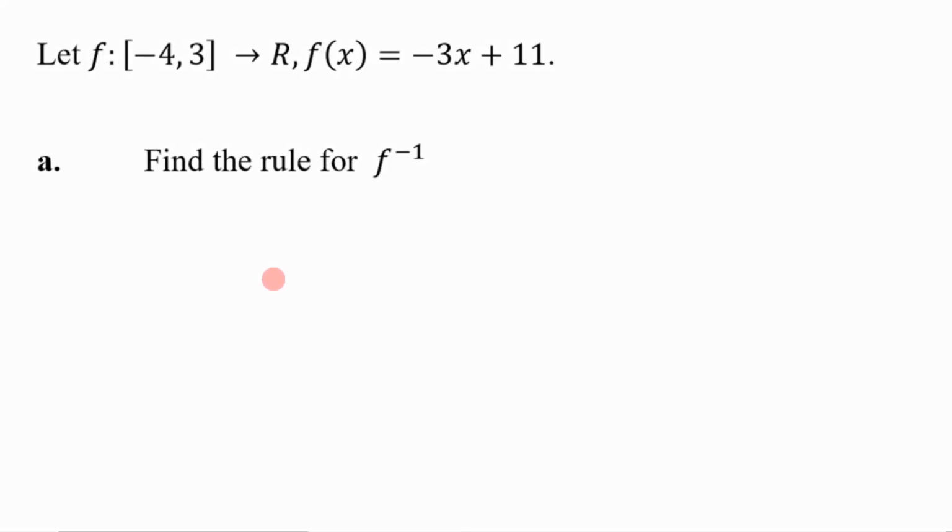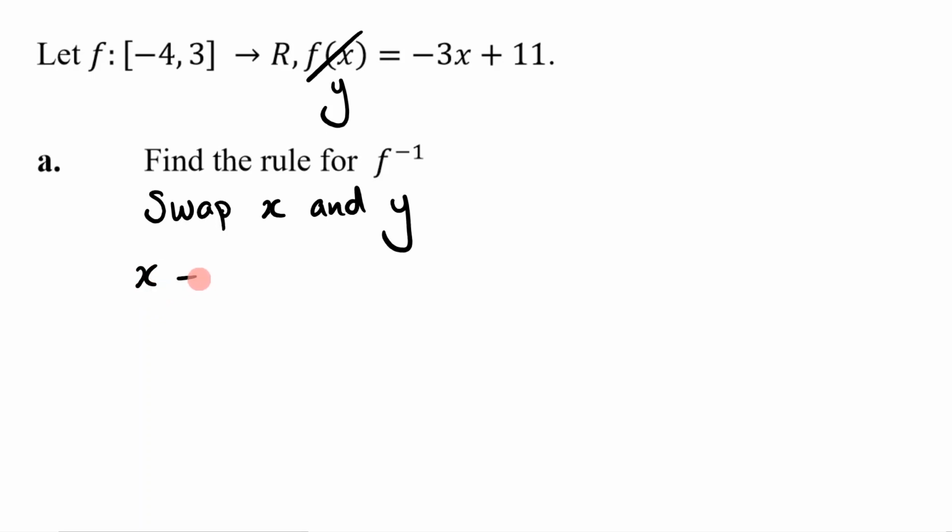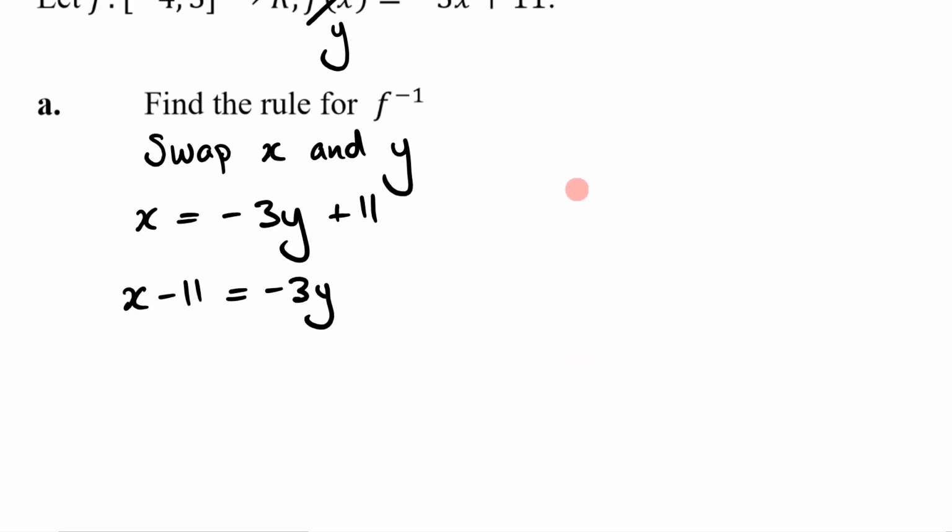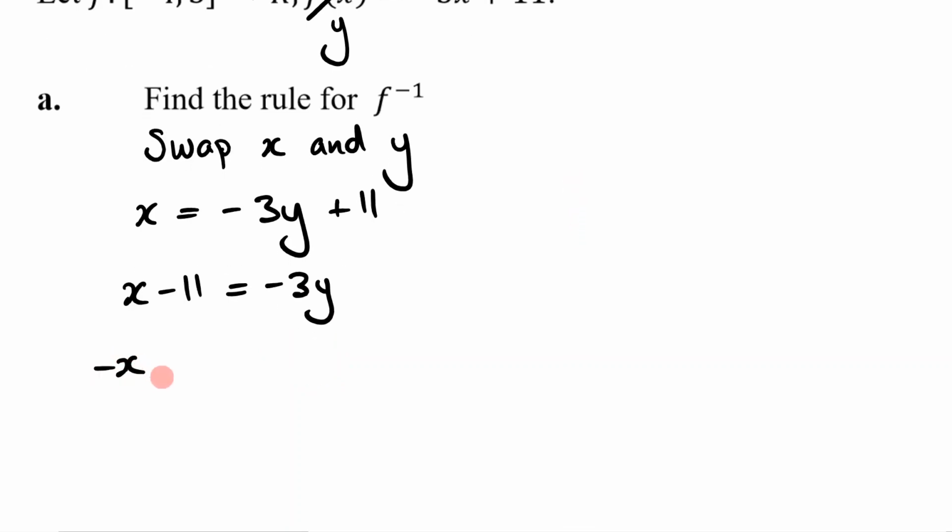When we're finding the inverse of something, we know that we swap x and y and then solve for y. So instead of considering this as f of x is equal to this, let's just say y is equal to this. Now we're going to swap x and y. So x will go over here, negative 3y plus 11. Now I'm going to solve it for y, so I'll minus 11 from both sides. And now I'm going to divide both sides by negative 3. So that means I'm going to get negative x on 3 plus 11 on 3 is equal to y.